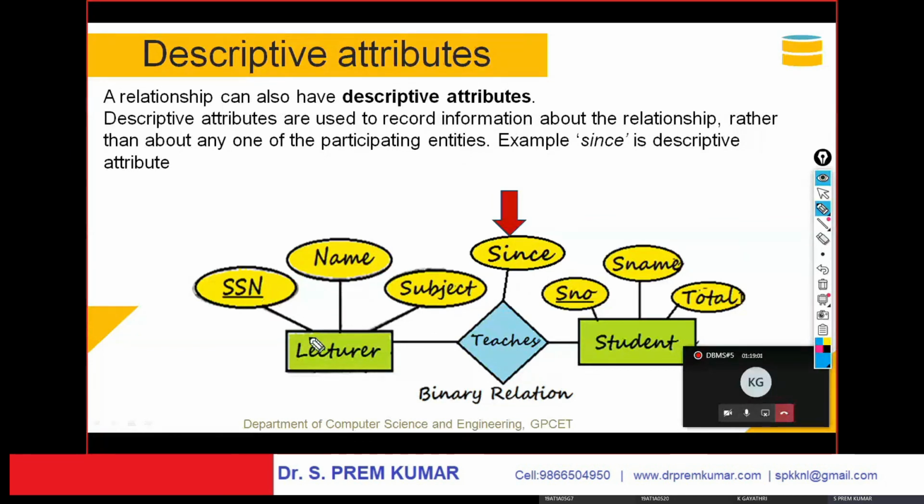Listen to me carefully. Lecturer number is a lecturer attribute. Name is an attribute of lecturer. Subject is an attribute that exclusively belongs to lecturer. Student number, student name, and total belong to student. Now this lecturer is teaching students from the past 3 months. That 3 months is neither an attribute of lecturer nor of student. It belongs to both, and hence that is the attribute you need to give for the relationship set. This is called a descriptive attribute. I hope the point is clear. The attribute you define for the relationship set is called a descriptive attribute.